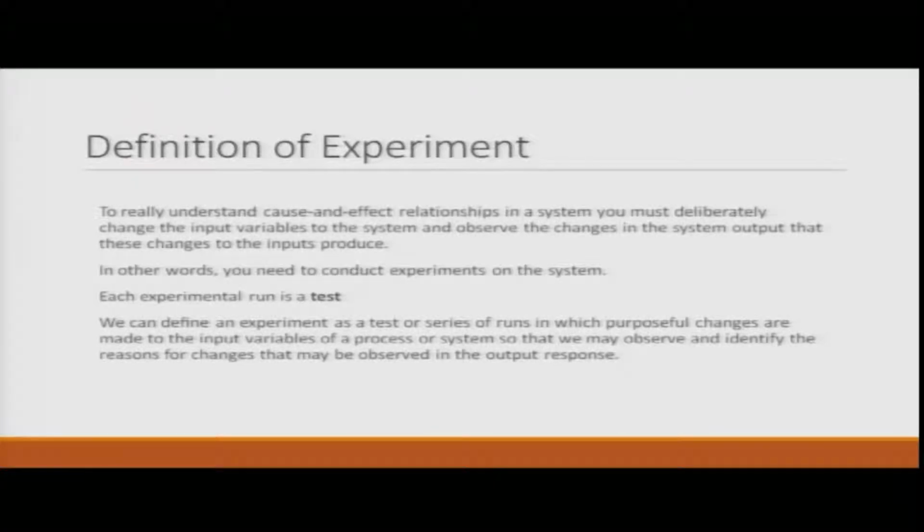Output change is basically very simply, for our example in this one which we discussed, the increase or decrease in the per acre or per hectare output. So, in other words, you need to conduct experiments on the system. Each experiment which we do to test would be considered a test. We want to conduct a test to find out what the changes are.